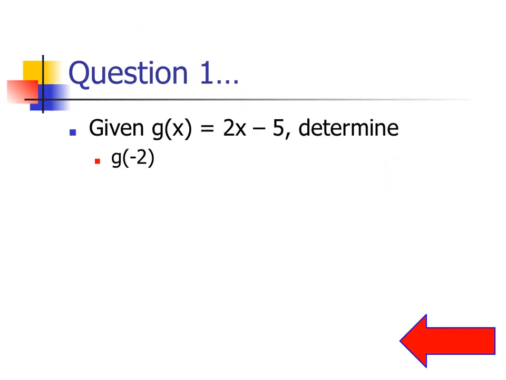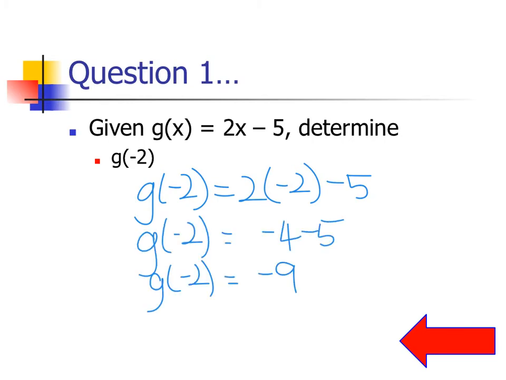Let's try one together. So g at x equals 2x minus 5, and we want to find g at negative 2. We will substitute negative 2 in where x is. So g at negative 2 means put a negative 2 where x was in the function. So 2 times negative 2 minus 5. And now we evaluate. So once we complete the substitution and the simplifying, we get g at negative 2 equals negative 9.